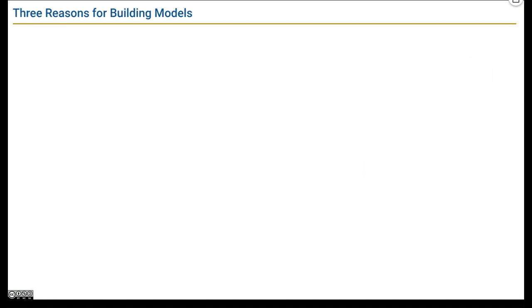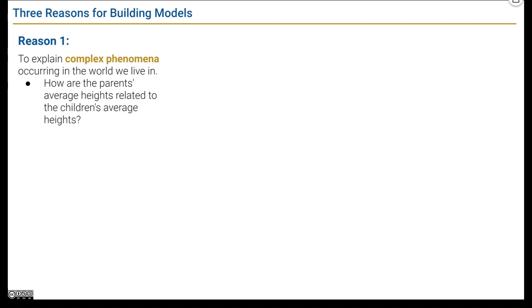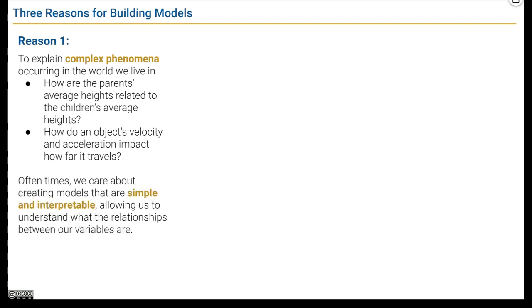What are some reasons for building models? Well, one reason is to explain phenomena. For example, how are parents' average heights related to children's average heights? Or how does an object's velocity and acceleration impact how far it travels? In these cases, I'm looking to create a model that's simple and interpretable, where I care about the terms I include in the model, and I want to be able to make some type of conclusion about the relationships between the variables.